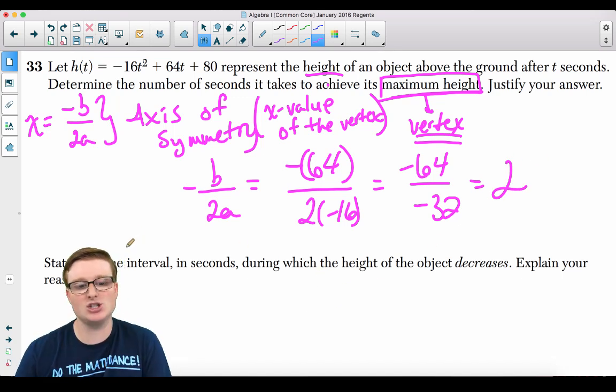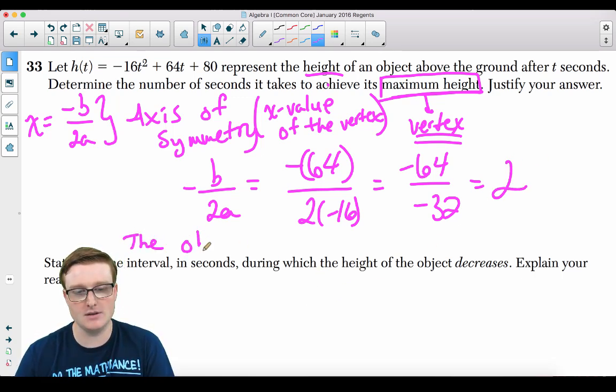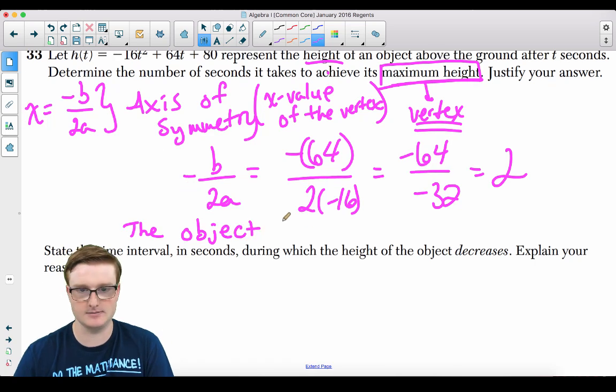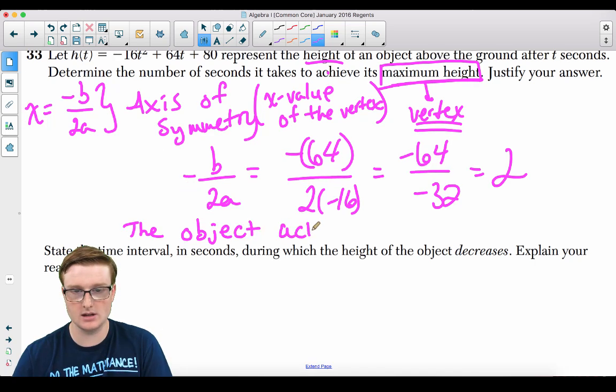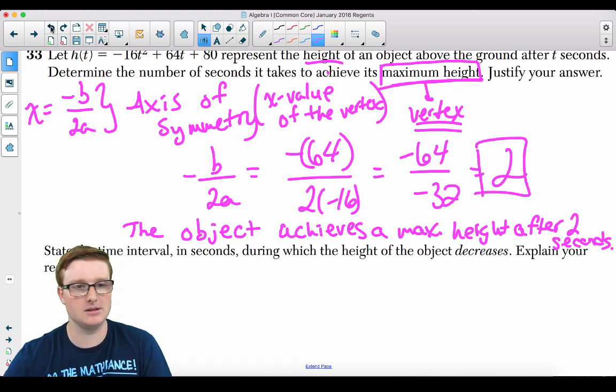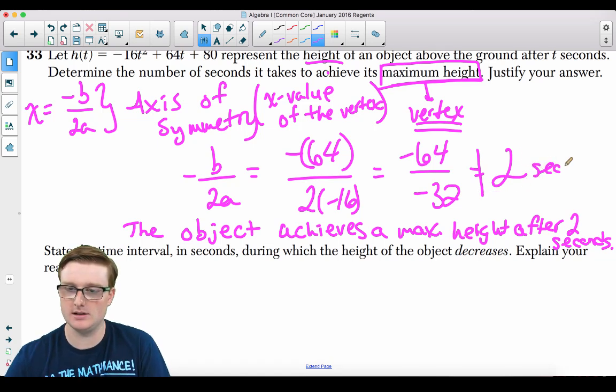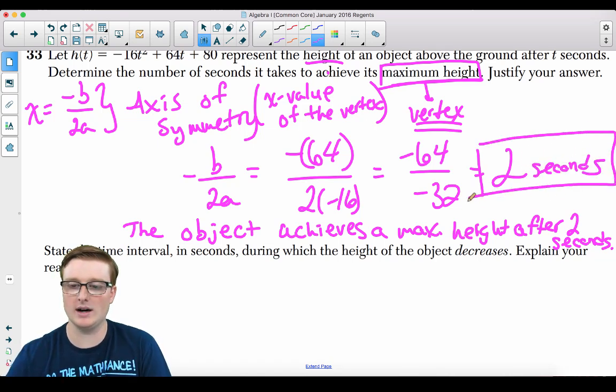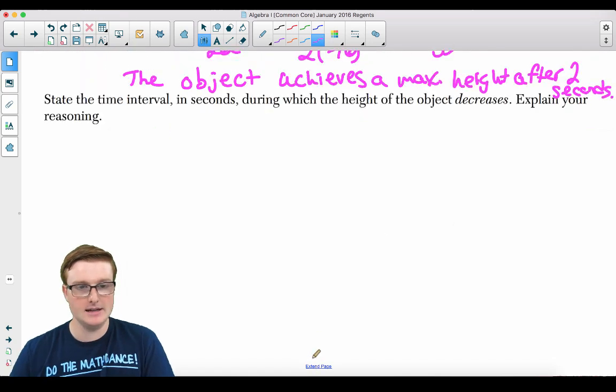So your answer is just going to be the object achieves a max height after 2 seconds. So 2 seconds. Let me just get rid of that. 2 seconds is your answer. Now, state the time.